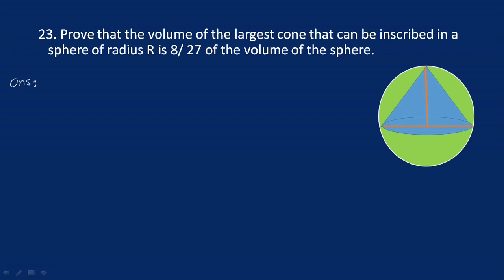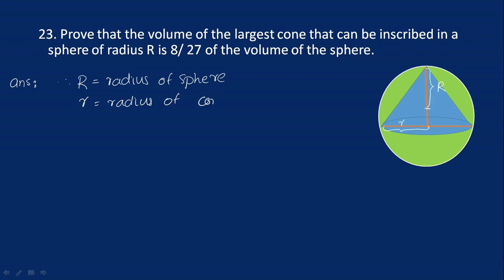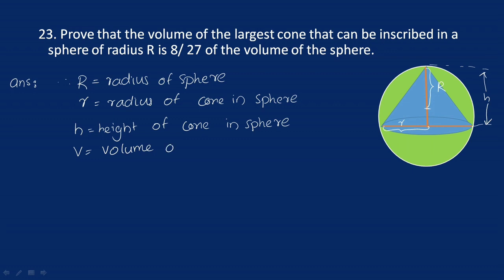So I have given a sphere in green color and a cone is inscribed in the sphere. Let capital letter R be the radius of the sphere. Now we will be having a cone with a radius of its base, that is smaller r. So now what is the height of the cone? Let it be marked as h. So h be the height of the cone. So we have V be the volume of the cone.